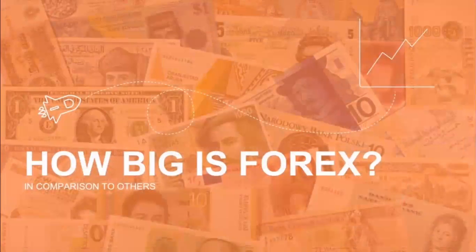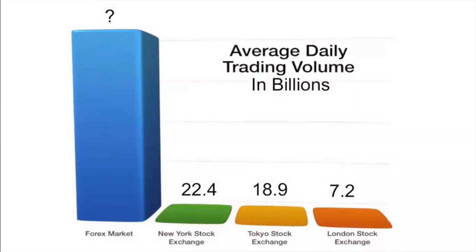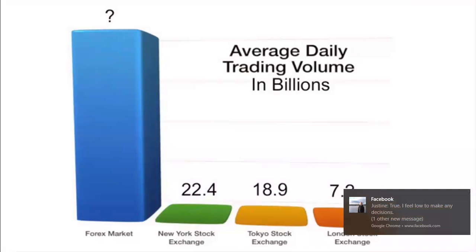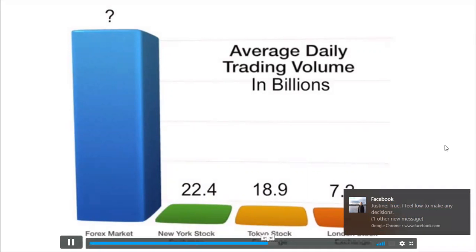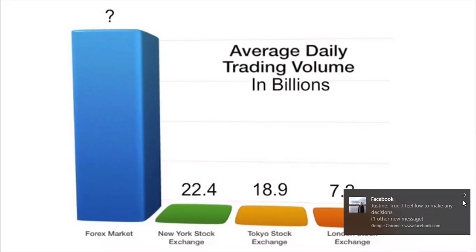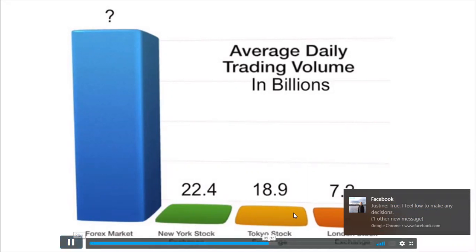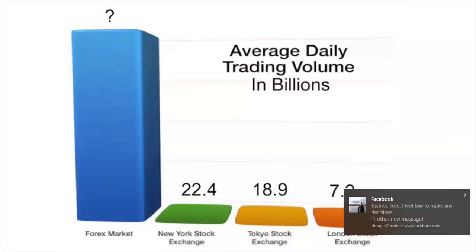Just how big is Forex really in comparison to all of the other markets out there? Now you're looking at this graph, and it looks pretty large. There looks like a really big difference between what you see. As you see, the New York Stock Exchange, the one in the green, that's $22.4 billion that is exchanged. Then you have the Tokyo Stock Exchange, that's $18.9 billion that is exchanged on a daily basis. And then you've got the London Stock Exchange, $7.2 billion is exchanged. Billion is quite a bit of money.